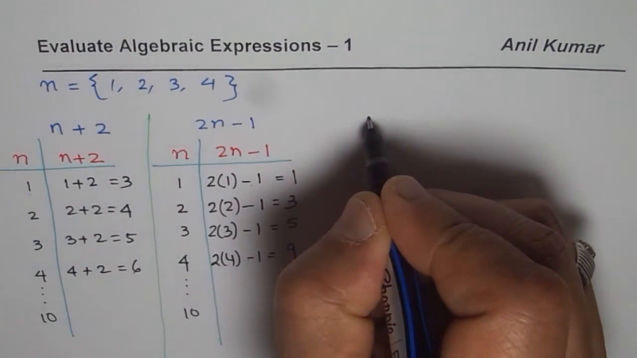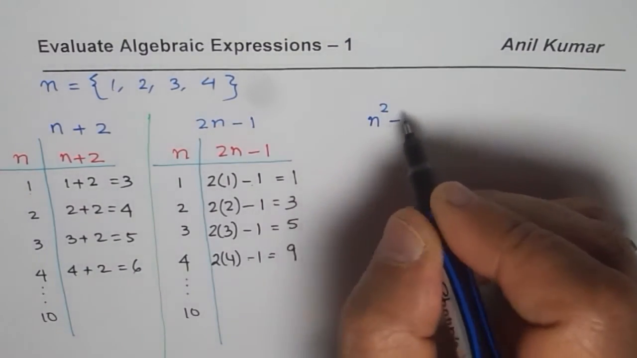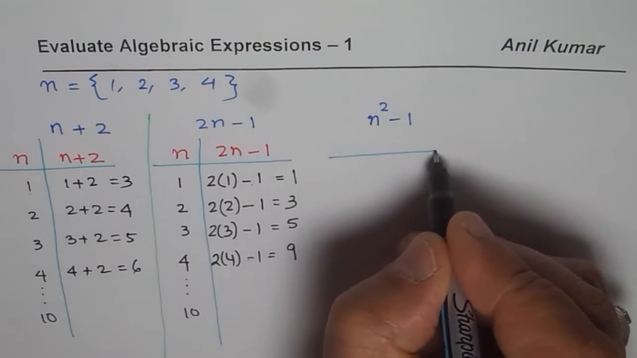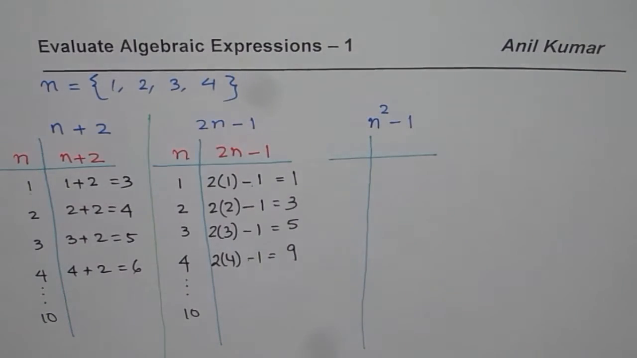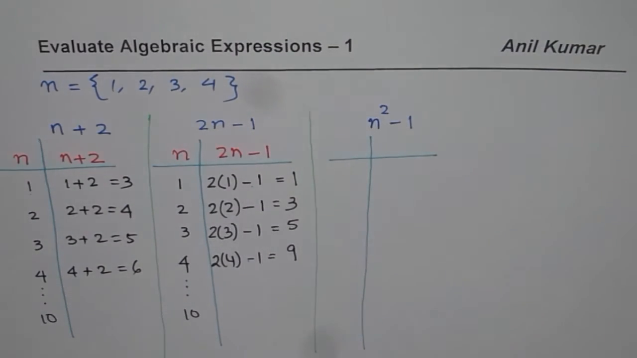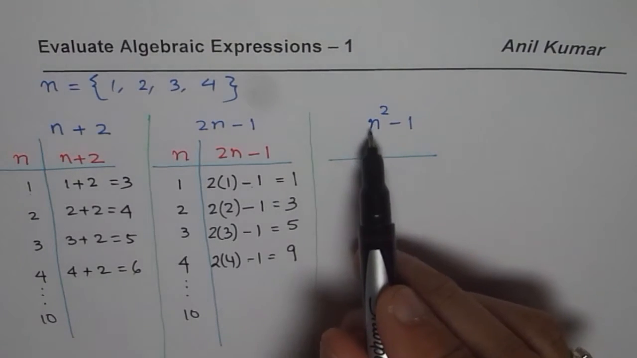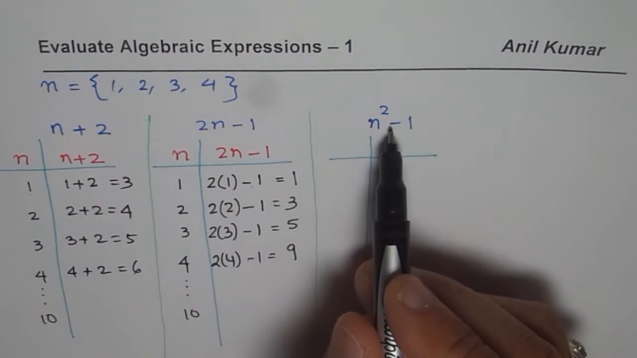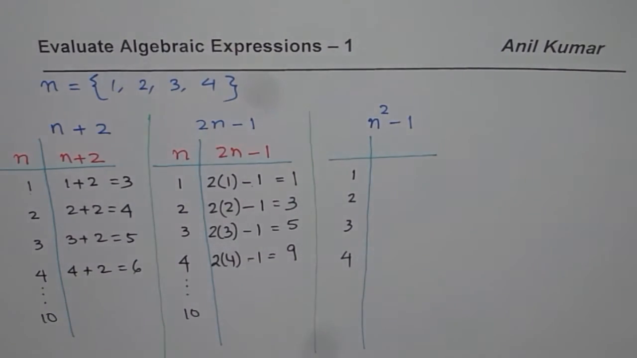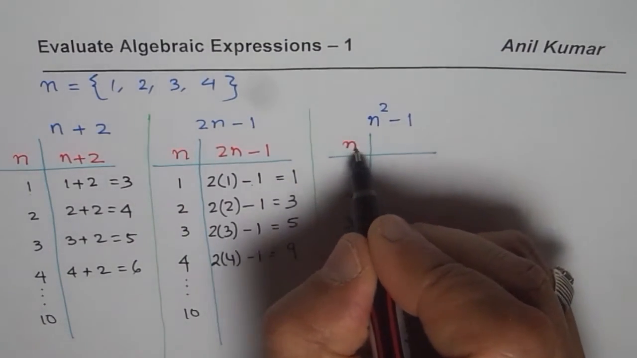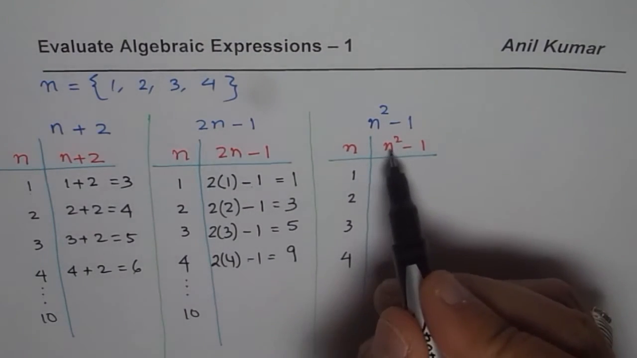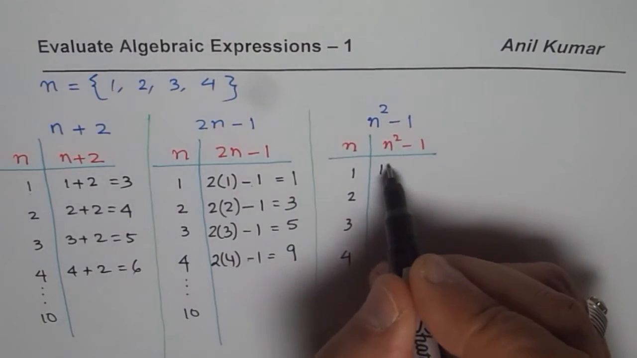So this time we'll take n square minus 1. Okay, so I'm taking simple calculations for which you really don't need a calculator, right? So the idea is to understand the concept. So you can actually pause the video now and write down all the values of expression n square minus 1 when n is given to you as 1, 2, 3 or 4, right? So let me first write the heading for the table, that is n and n square minus 1 on the right side.